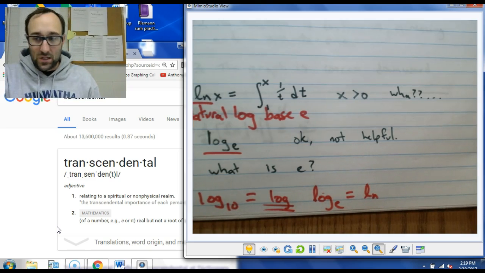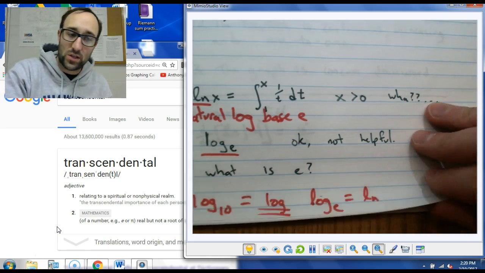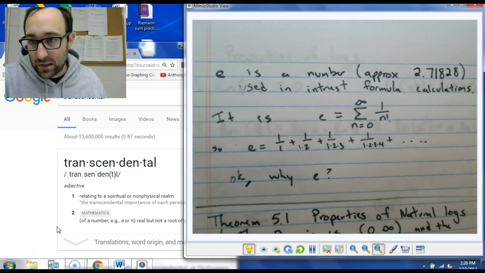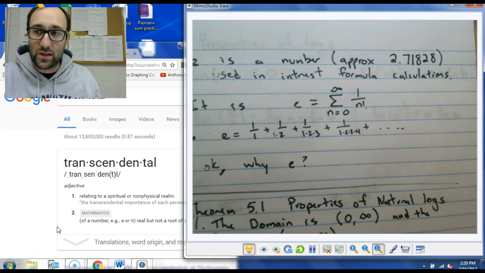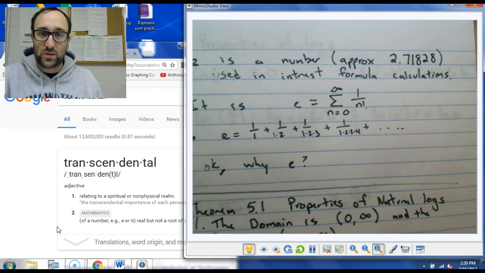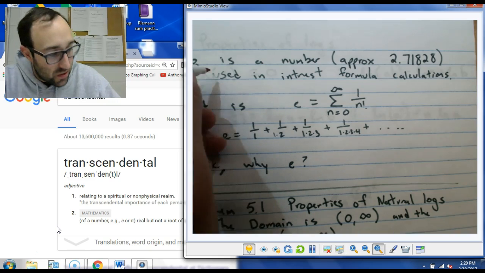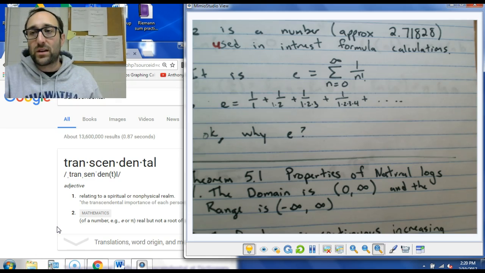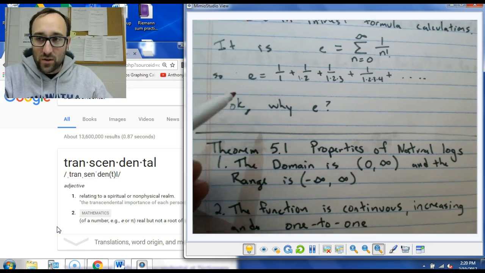Okay. So now the next question you say is, so what? What is e? Great question. I'm glad you brought it up. e is a number. It's approximately 2.71828, and there's all sorts of other decimal numbers after that. And it is used in interest formula calculations if you're doing compound continuous, not just compound quarterly or monthly or yearly. It's compounded continuous. It's really helpful in that kind of thing, and it's also written as this sum.